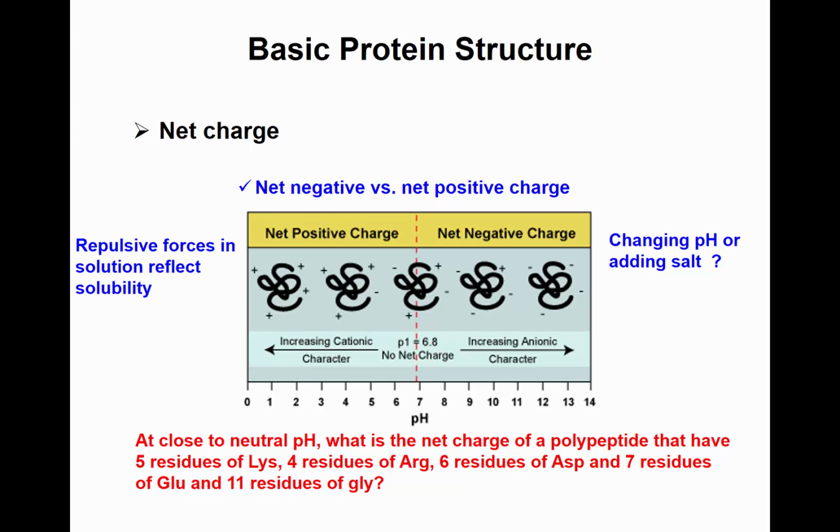Again, I'm making it simple just to get into the idea of what a net charge is. It's really based on what residues you have and what their charge would be at a particular pH. Then you cancel some pluses and minuses, and the net difference is your net charge.